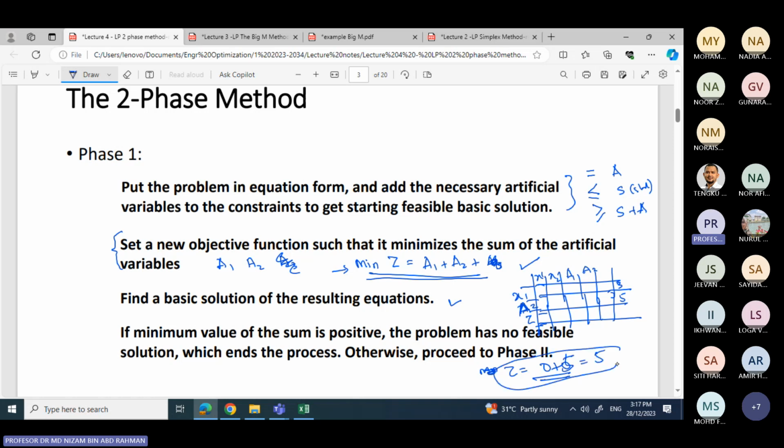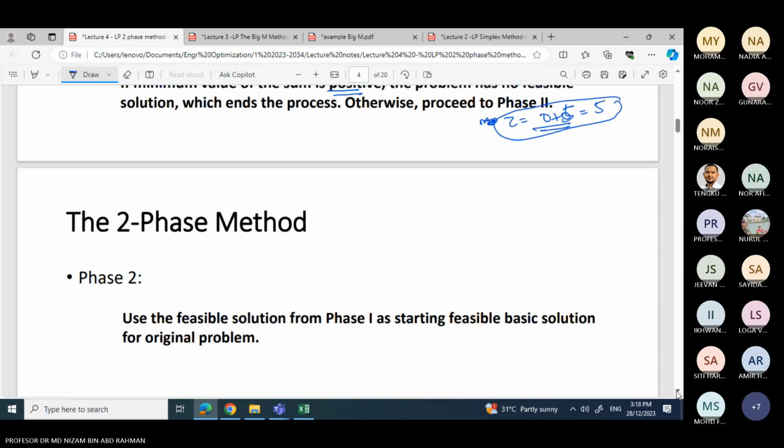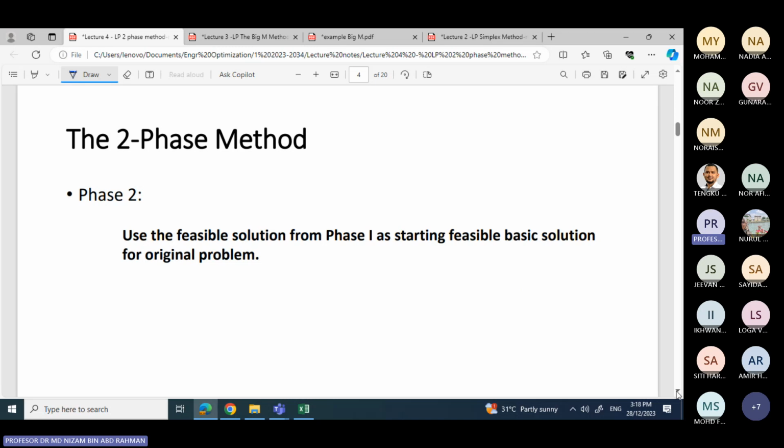So when you have the objective function equal to the sum of the artificial variables, and at the final optimum iteration you have z equals 5, then the minimum value of the sum is positive. In this case, you have to declare that the problem has no feasible solution. End of the process, right? Any question? Okay, and so that's phase 1.